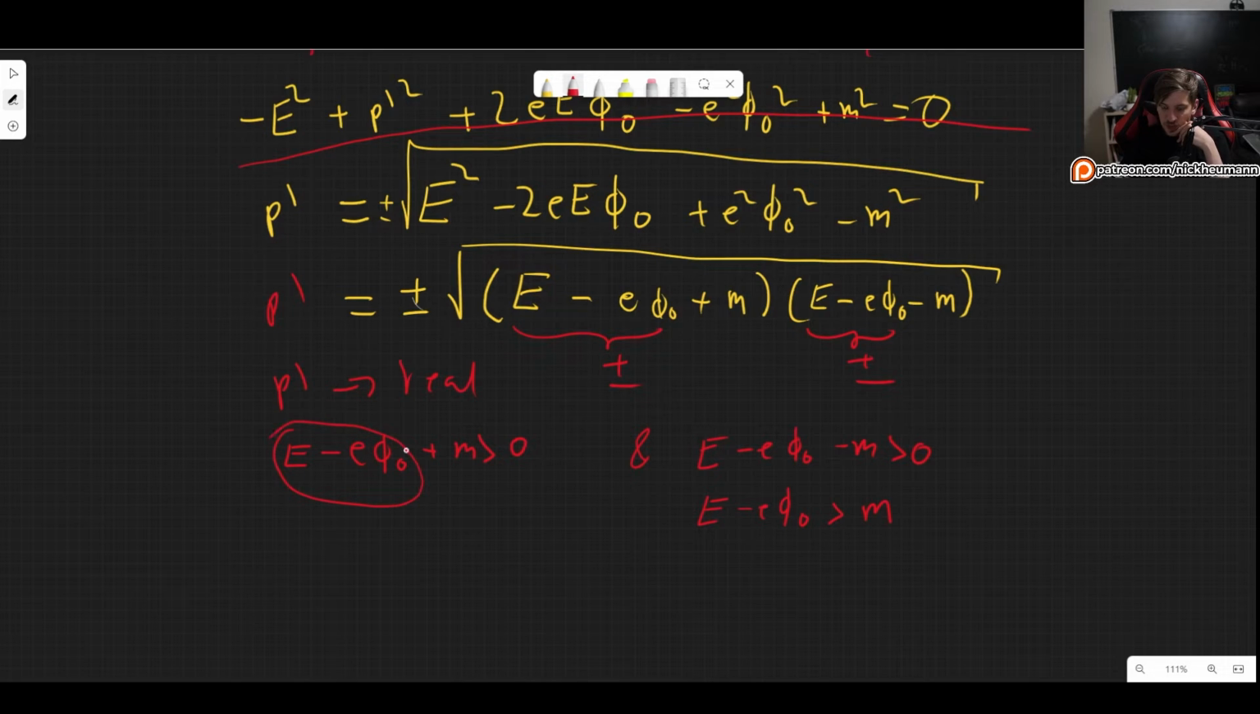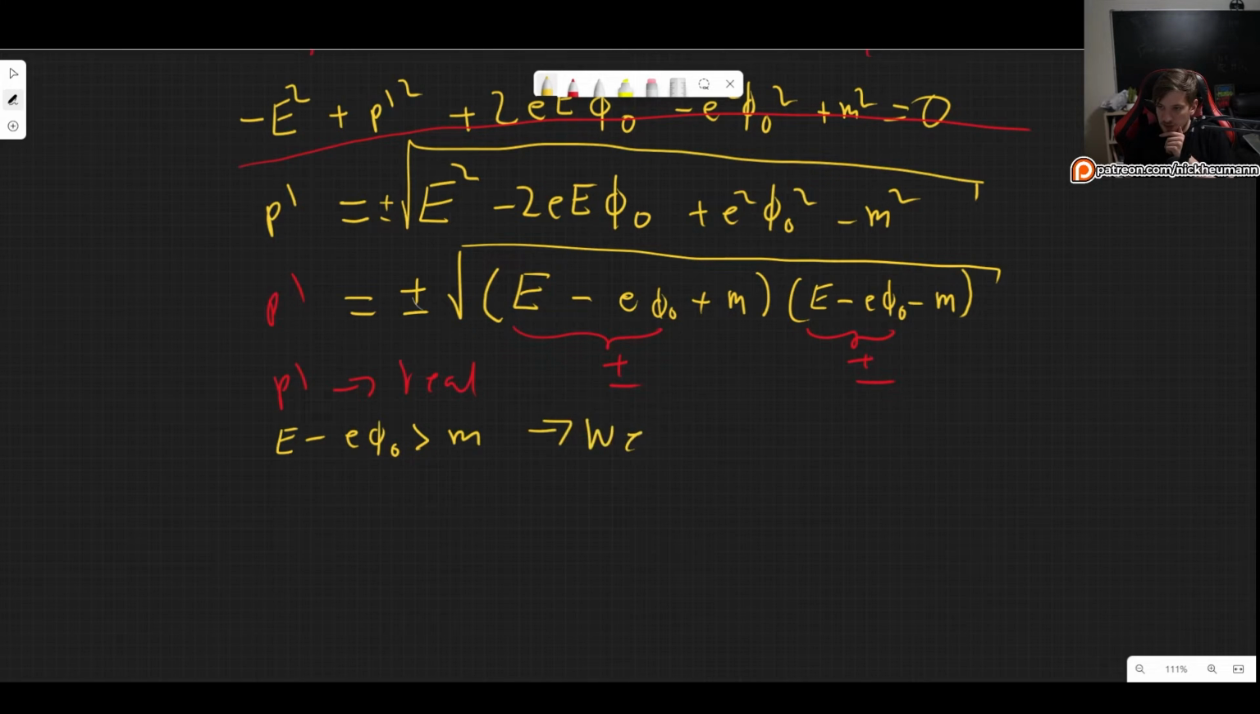Because if this condition is satisfied, then the other one is immediately also satisfied. If this is greater than M, then you add it to M, and you're always going to be positive. So this condition is sufficient for us to know that P prime is real. So this is E minus E phi 0 greater than M. This is the case where we have a weak potential. It is not big enough to change this balance.